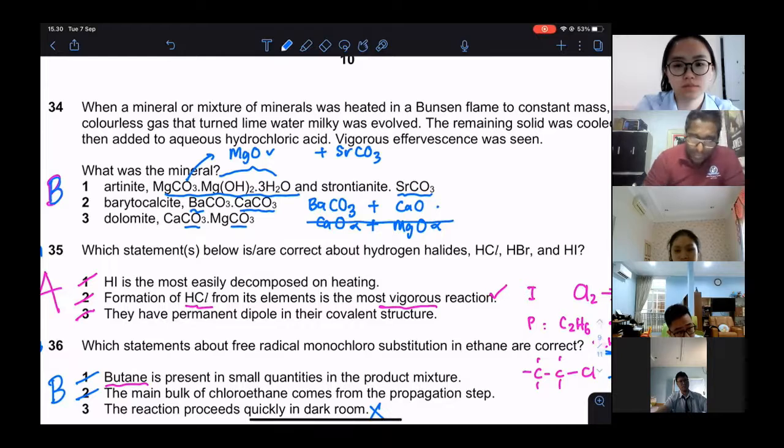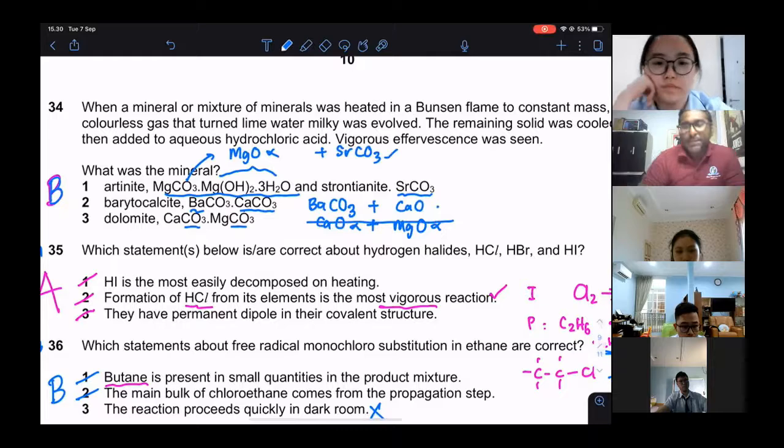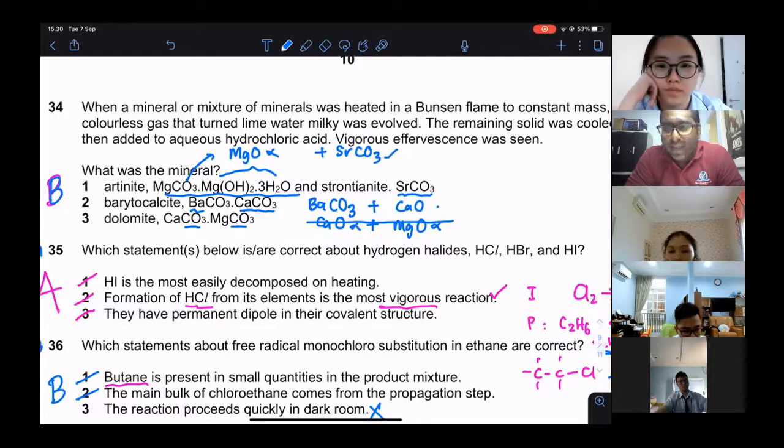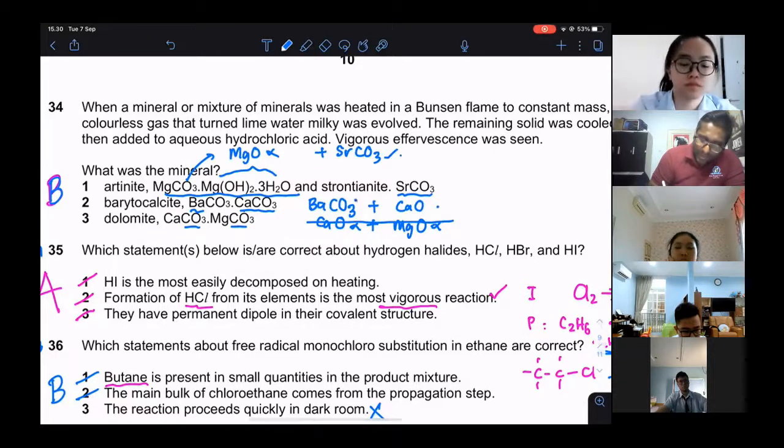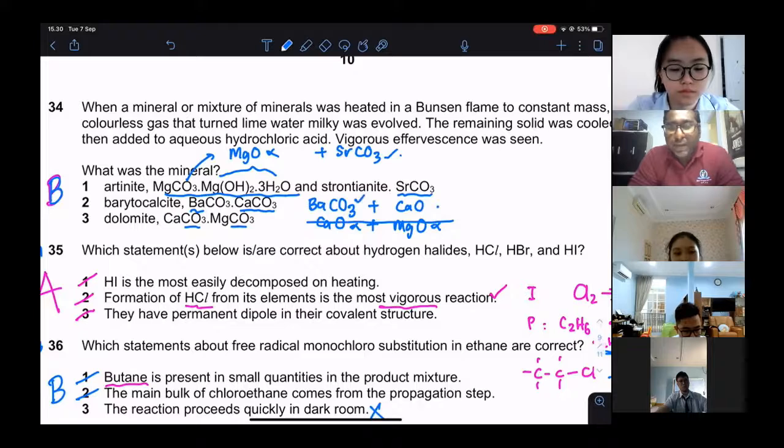But how about number one? No effervescence here, but there is effervescence here. Strontium carbonate plus acid will give you the strontium salt, carbon dioxide, and water. So there is effervescence here. Here, barium carbonate also has effervescence when you react it with acid. Therefore, the answer is going to be 1 and 2. I remove the 3. This is the better explanation for that. Is that clear, Jonathan?